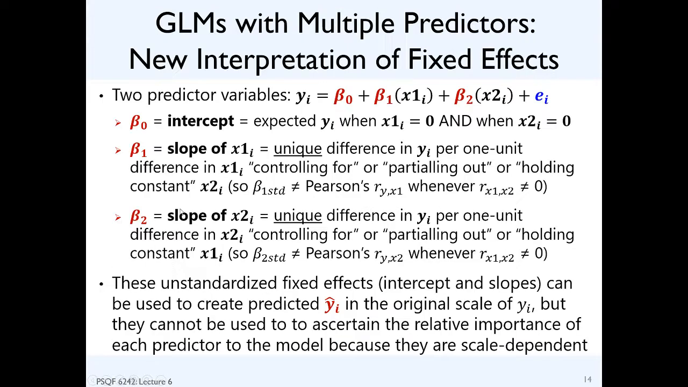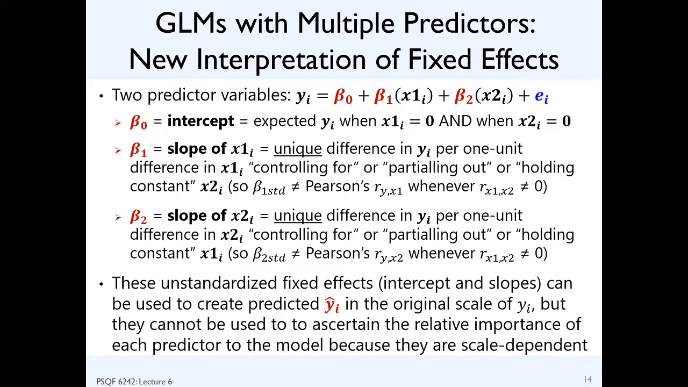So what it actually means to say controlling for or partialing out. You can think of this literally like for everybody who has the same value of x2, x1's slope would tell you what the effect of x1 is. That's what holding constant is.